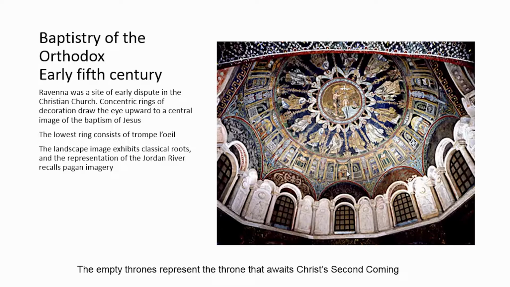But here we have a central image of the baptism of Jesus, and in the lowest ring, it's all temple, so in other words, it's all paintings that look as though they're architecture, but it's just painted architecture. And there's a landscape image here. You can see classical roots here. Representation of the Jordan River. It's showing pagan imagery. So there's a syncretism of many different styles in this baptistry.